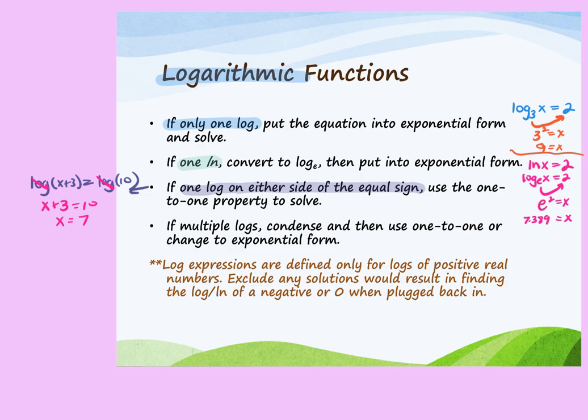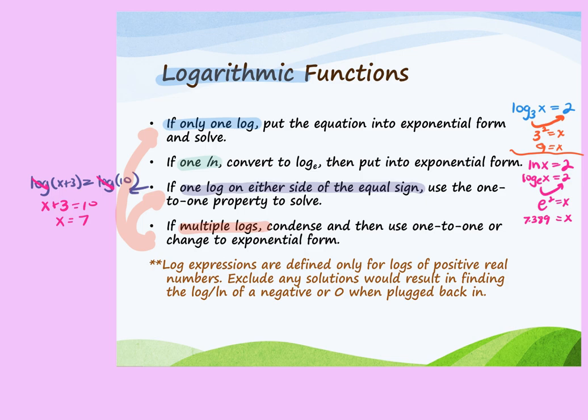And the last type, which requires the most work, but if you know what you're doing is still not that bad, is if there are multiple logs. So if you have more than one log or more than one ln on either side of the equal sign, we're going to use the properties that we just did in 3.3, the properties of condensing, to condense it down to one log on the sides of the equal sign. And then if there's one log on either side, we would do what we did with the 1-to-1 up here. And if there's only logs on one side of the equation, then we would use that first rule.